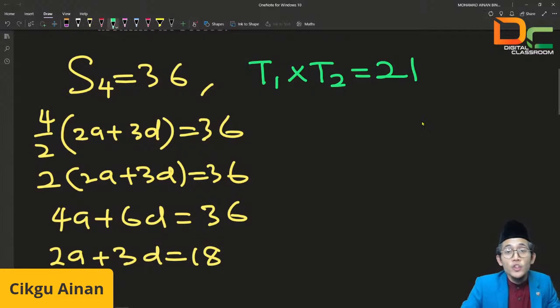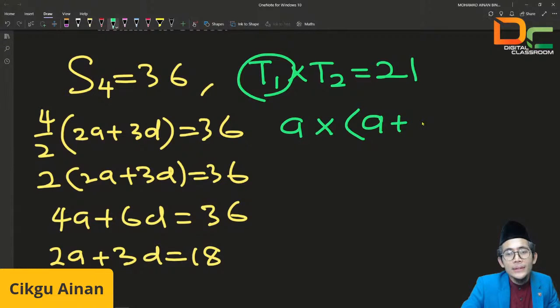Okay, now, let's move on to the green one over here. T1 is A. Okay, T1 is A. Multiply T2. T2 is what? T2 is A plus D only.